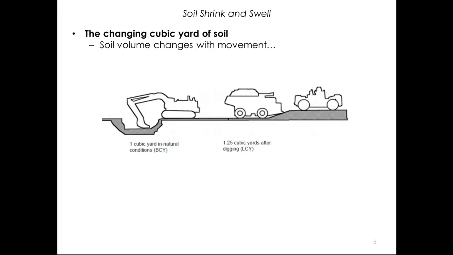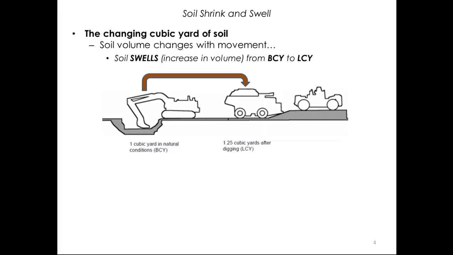Okay, to recap what we have learned so far, soil is a matrix of air, water, and soil grains in some proportion. Soil will be found in either the bank, BCY, hauling unit, LCY, or compacted CCY location. Let's consider the swelling part first. As we said, in the process of excavating soil from its natural position, the bucket of the excavator will loosen the soil up and add more void space in the process. In this example, we can see that 1 BCY becomes 1.25 LCY during this excavation process.